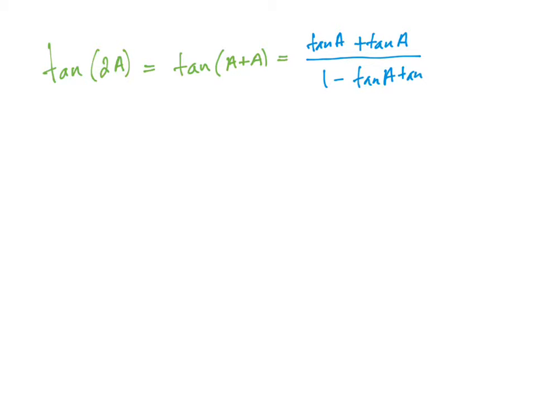And then the double angle for tangent is the same thing as tangent of a plus a. The sum formula for tangent is tangent of the first plus tangent of the second, divided by 1 minus tangent of the first times tangent of the second. Cleaning this up a little bit, we're going to have 2 tangent of a in the numerator divided by 1 minus tangent squared of a. So that is the double angle for tangent.